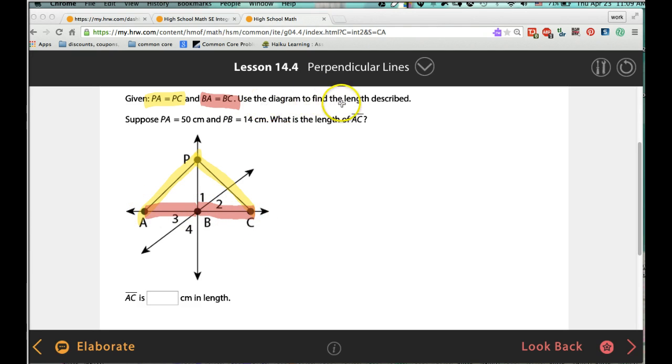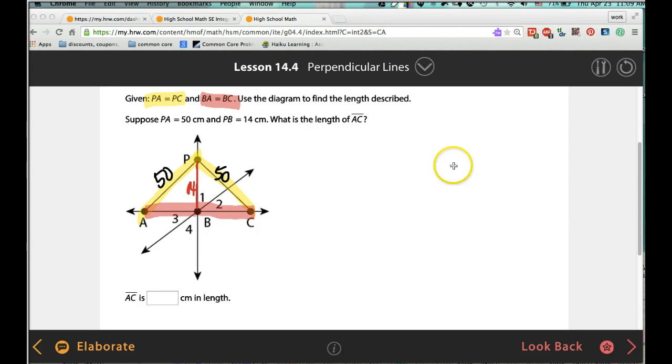So then use the diagram to find the length described. Suppose PA is 50. So PA is 50. So if this is 50, obviously we already know that PC is 50. That's why I highlighted both with the same color. And then PB is 14. So it says PB. Where's PB? PB is this line over here, PB. And that is 14 centimeters. So then what is the length of AC? So we have to find the highlighted pink line over here, okay? And we already know this is 50 and this is 14.